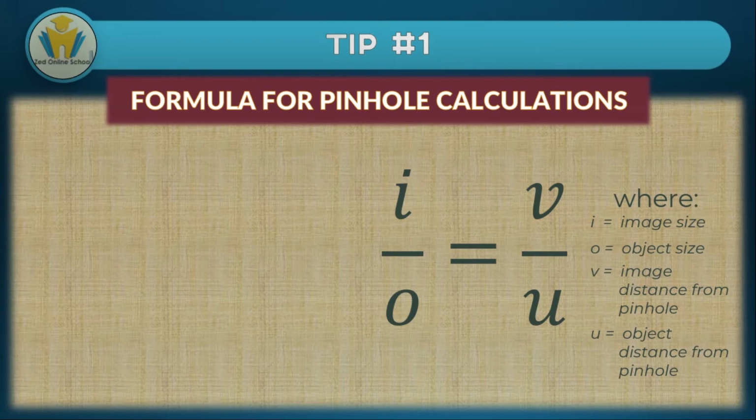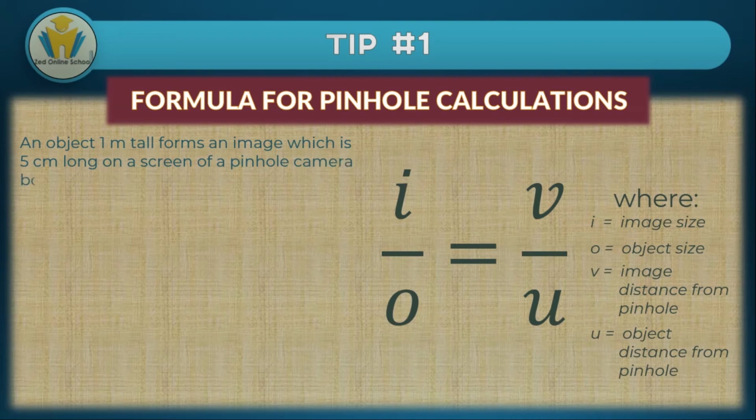Just knowing this formula is actually enough if you do some math. And since we've got 4 things that are involved in this formula, whenever we are supposed to use this formula, we'll be given 3 other things that will enable us to find the unknown. Let's say we've got an example to just show someone how to use this formula. In this example, we've been told an object is 1 meter tall and it forms an image which is 5 centimeters long on a screen of a pinhole camera box.